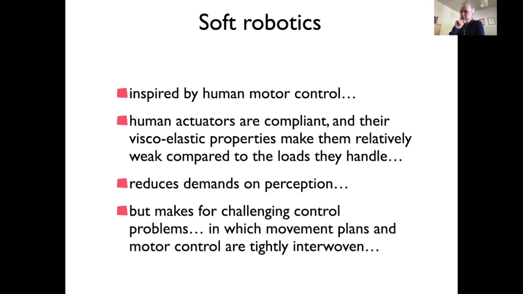So an alternative that is currently a hot topic in robotics is sometimes called soft robotics, which I think is inspired by human motor control. Maybe not everyone, maybe it was invented independently. It's certainly true that humans as robots are soft. They are soft in the sense they are compliant, viscoelastic. The muscles are viscoelastic. They're essentially damped springs. And actually all robots are damped springs in some sense, but they're extremely stiff, while the muscles are relatively non-stiff compared to the loads that they can handle.